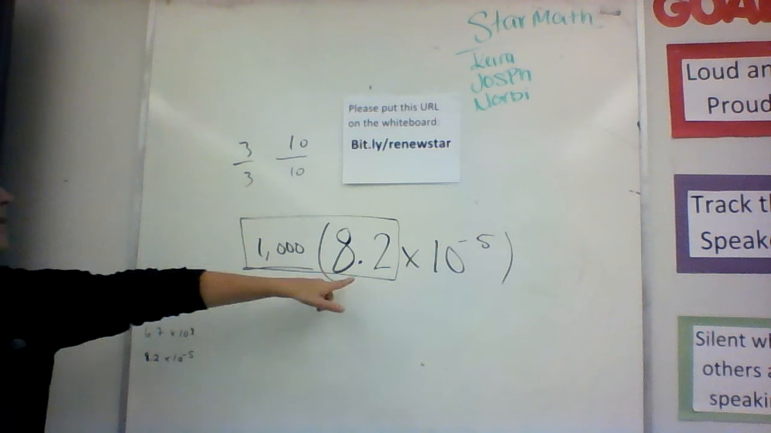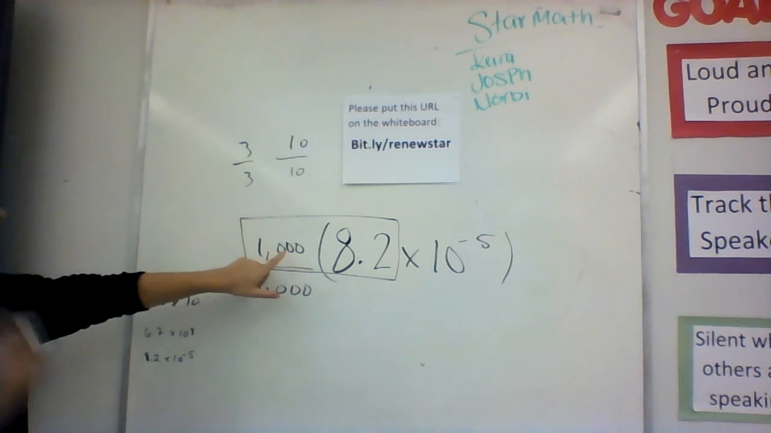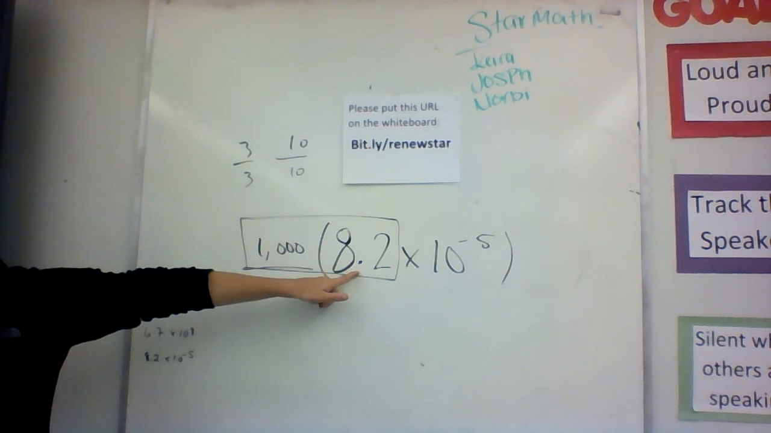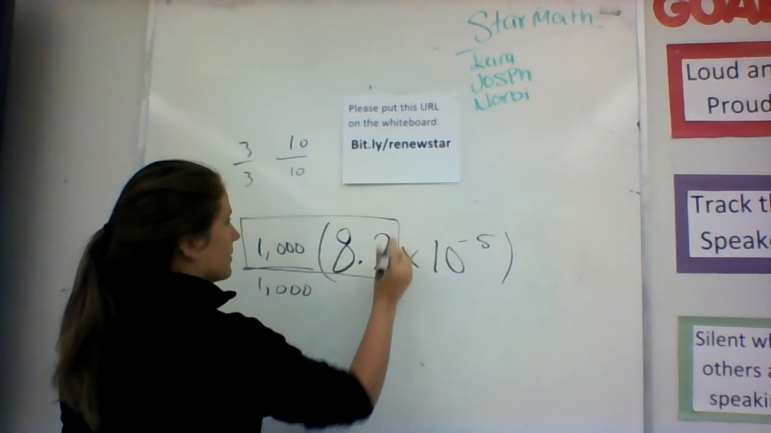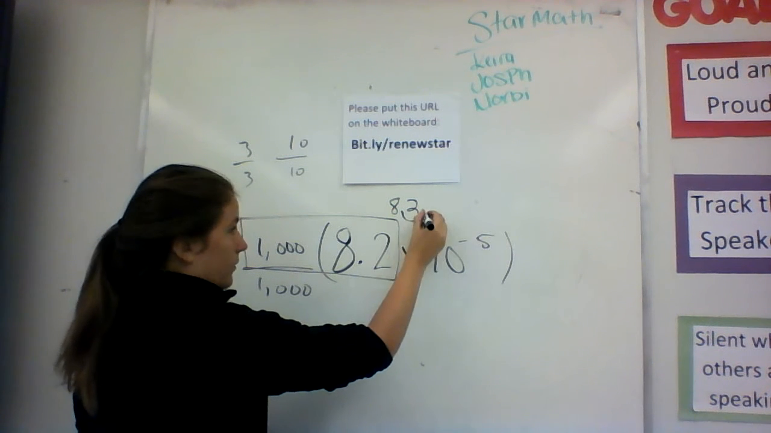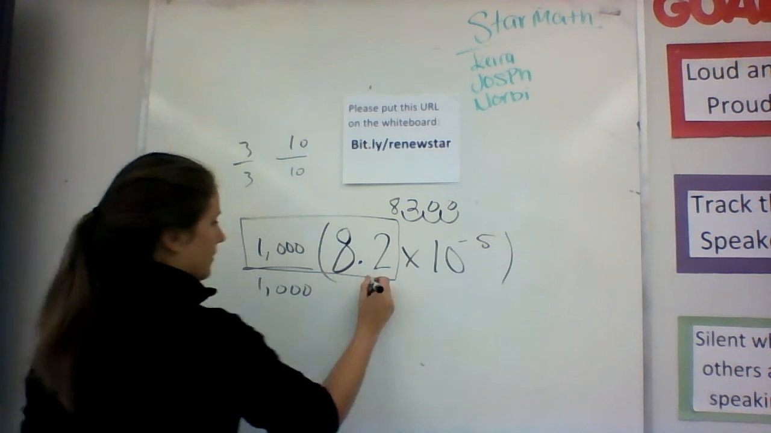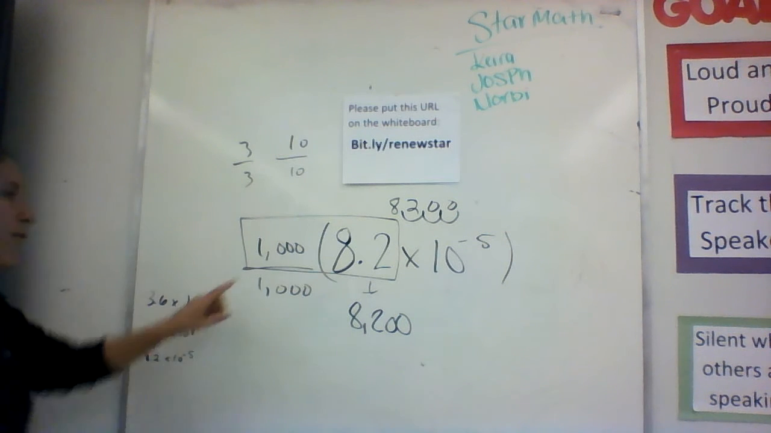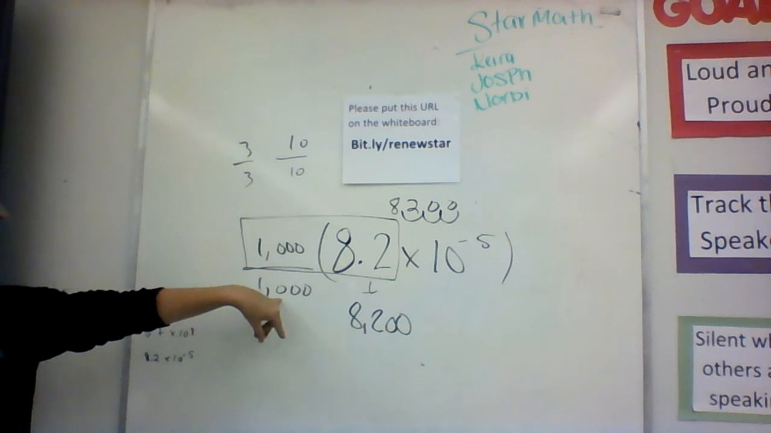1,000 means that I'm going to end up changing this number 1, 2, 3 place values because I have 1, 2, 3 zeros. I'm multiplying by 1,000, so 8.2 is going to get bigger. And it's going to get bigger by 3 place values. I'm going to rewrite it up here, 8.2. So it's going to get bigger by 1, 2, 3 place values, and I'll put zeros in its place. So this is becoming 8,200. Now if I multiply this by 1,000, in order to keep the expression the same, I need to divide by 1,000.